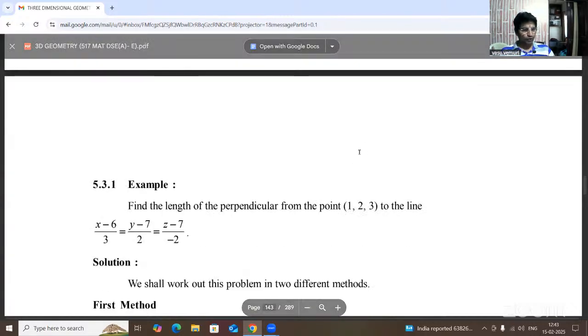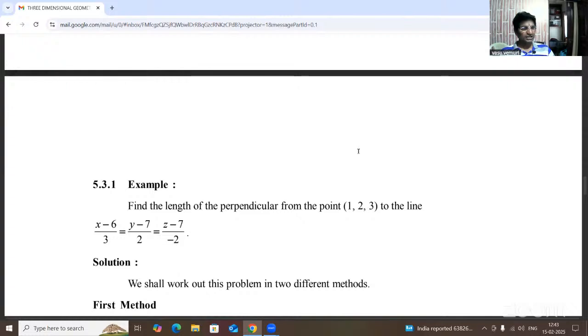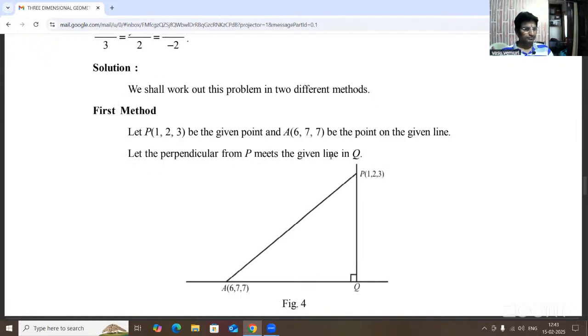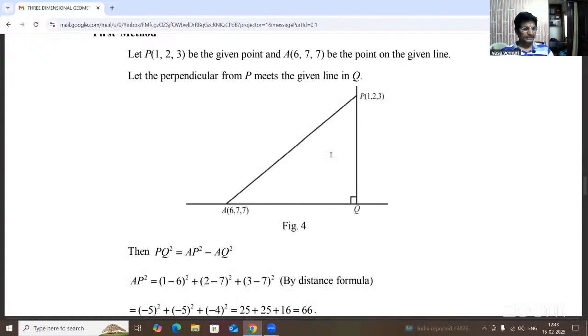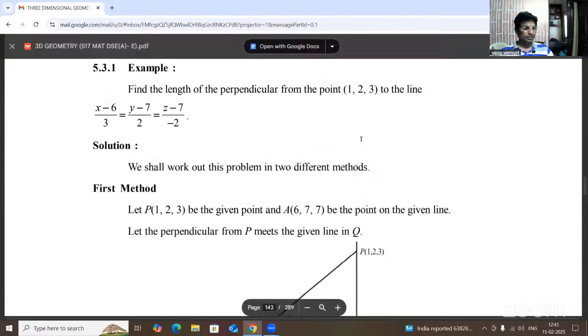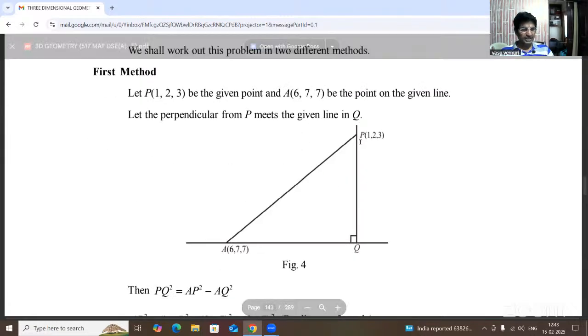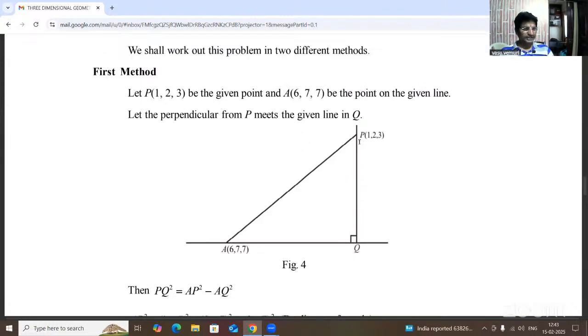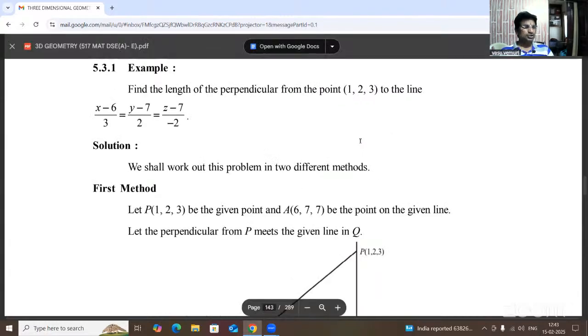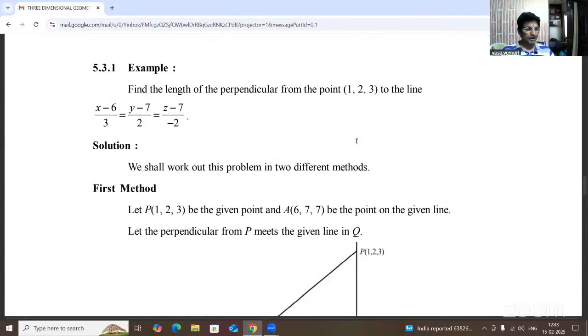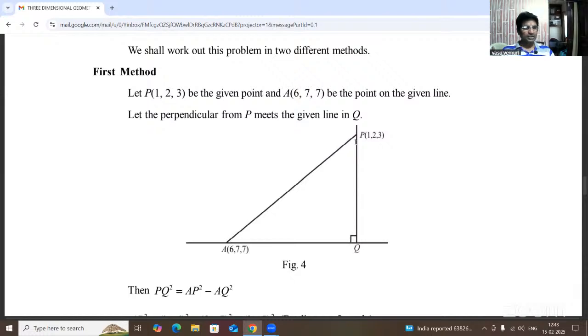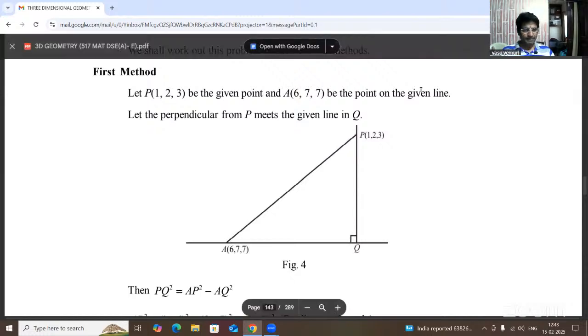So 5.4.1, this problem is also important. Find the length of the perpendicular from the point 1, 2, 3 to the line in symmetrical form. There are methods from the Pythagoras concept, as in the above figure A, B. The A point is 6, 7, 7, which is a point on the given symmetrical line. And the common point, capital P, is 1, 2, 3. We take another point, the image of the point P, as Q.